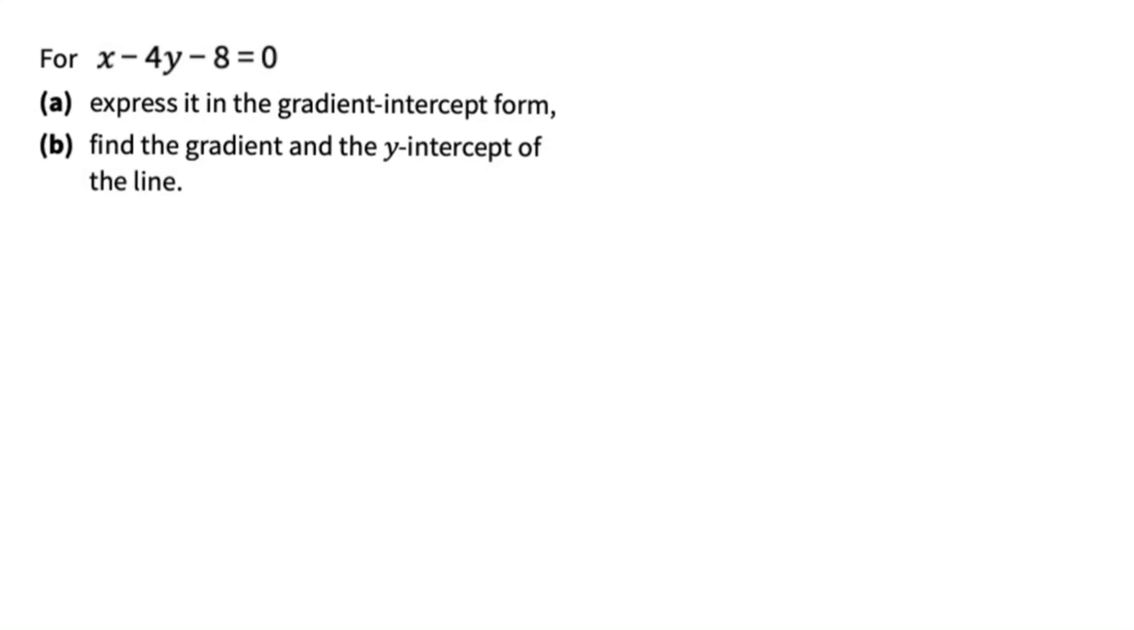Hello everyone, welcome to this video where we are required to express the following equation in the gradient intercept form. Okay, so what form is this? This simply means that they want to see it as y equals mx plus c, where from the equation I could see the gradient, I also could see the y-intercept.